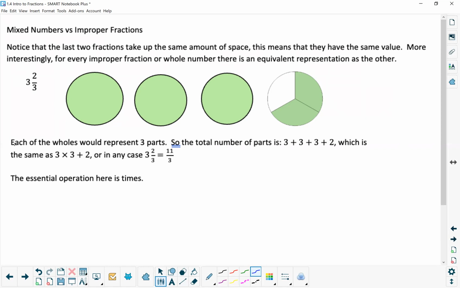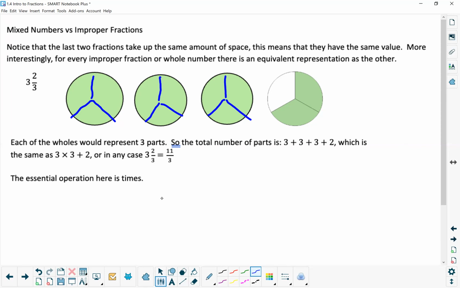Each of the wholes would represent 3 parts. So the whole number part is 3 because there would be 3 parts to this one, plus another 3 parts, plus another 3 parts, plus the 2 that are shaded in the 4th circle, which is the same as 3 times 3 plus 2, or 11/3.